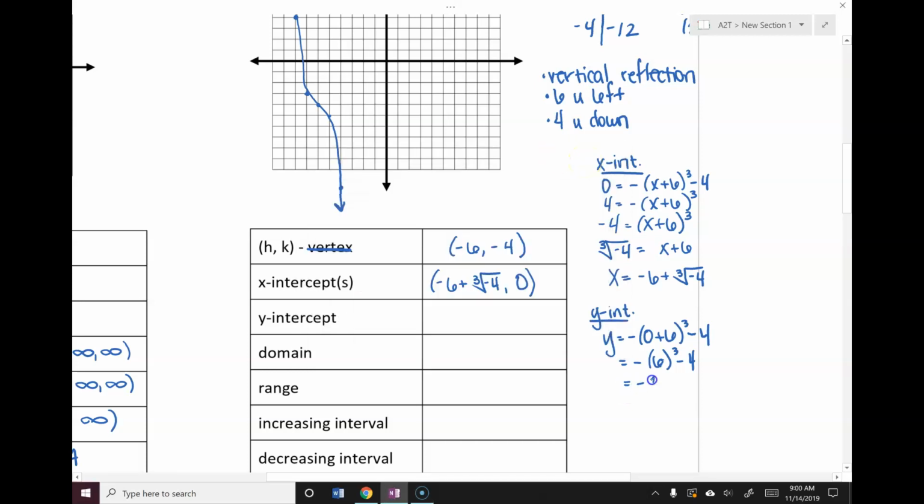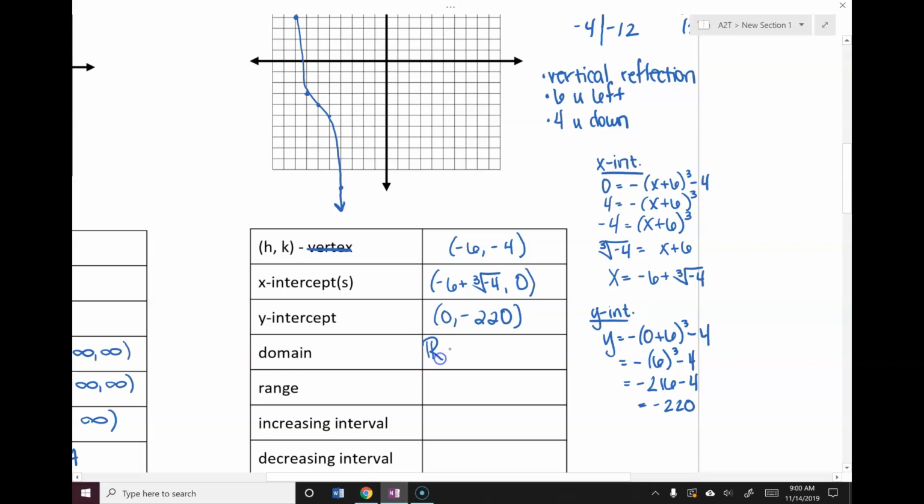Sorry. So we get -216 minus 4. So that's -220. Sorry for that little intermission. If I can edit it out, I will, but realistically, that's not going to happen. Okay, so it is 0, -220. Ladies and gentlemen, you're welcome for not having to graph that.